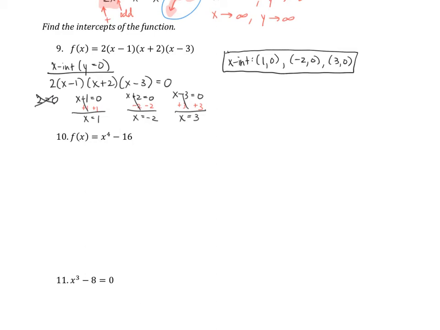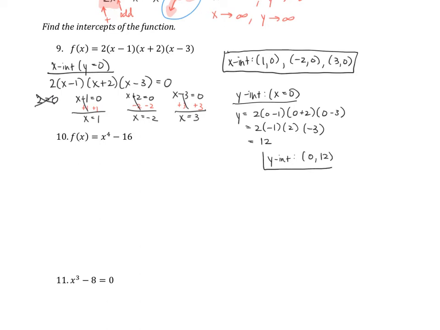Now I need to find my y-intercept, right? So that's going to be when x is 0. So I'm going to have y equals 2 times 0 minus 1 times 0 plus 2 times 0 minus 3. So that's going to be 2 times negative 1 times 2 times negative 3. So 2 negatives will make a positive. 2 times 2 is 4 times 3 is 12. So my y-intercept will be (0, 12). So there are my intercepts for number 9.